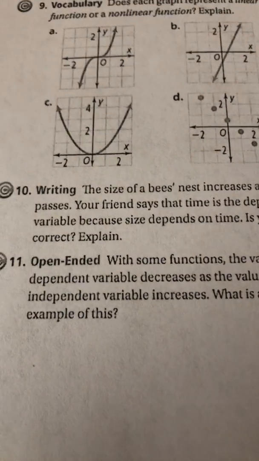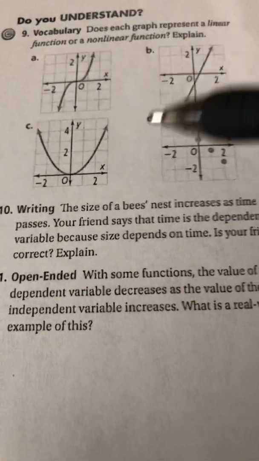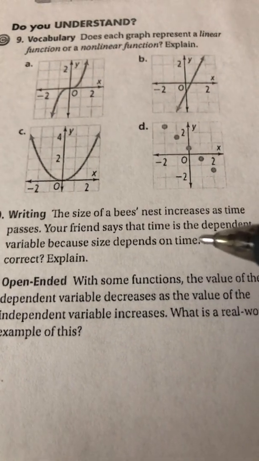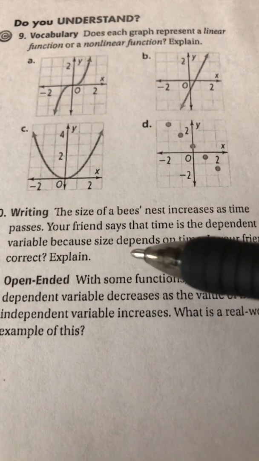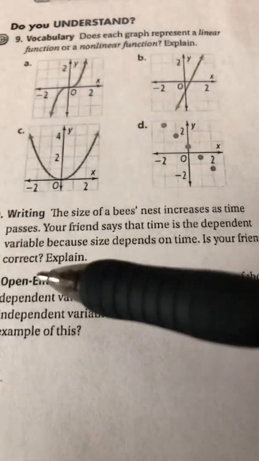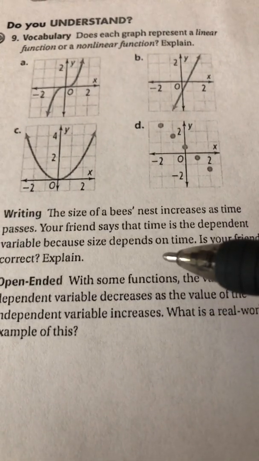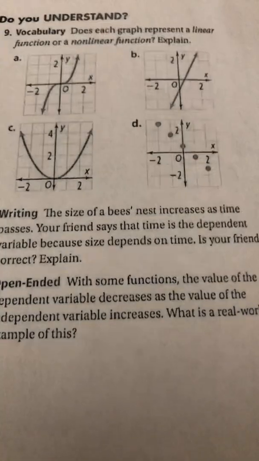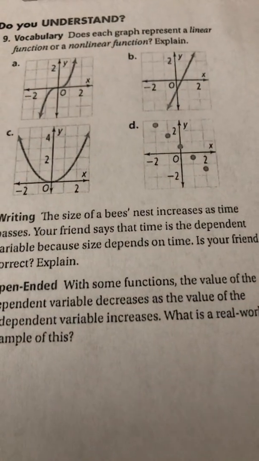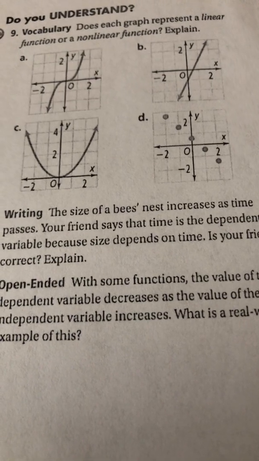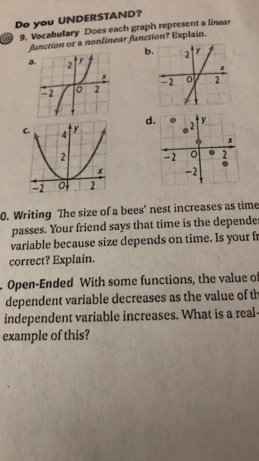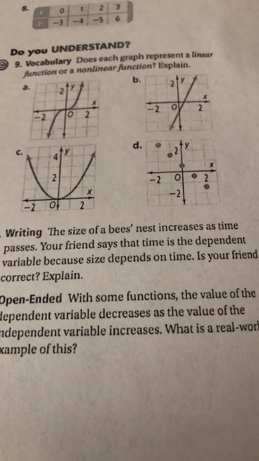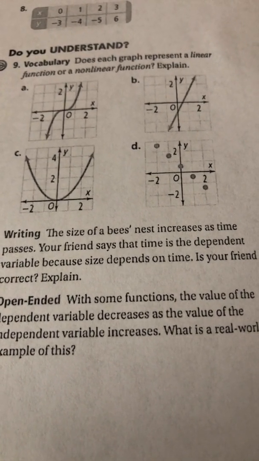For number 10, it says the size of a bee's nest increases as time passes. Your friend says that time is the dependent variable because size depends on time. Is your friend correct? Explain. You might want to explain that your friend is making a mistake, and the reason being it's because size depends on time, not time depending on size. So he's got it backwards. So size is the dependent variable.